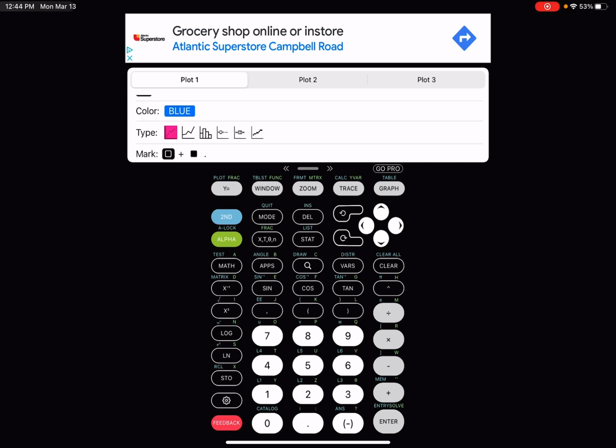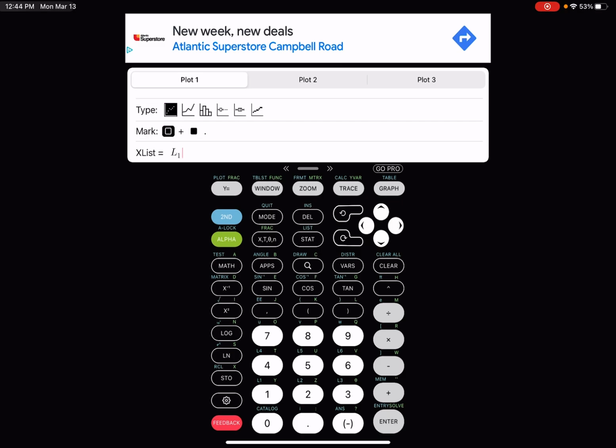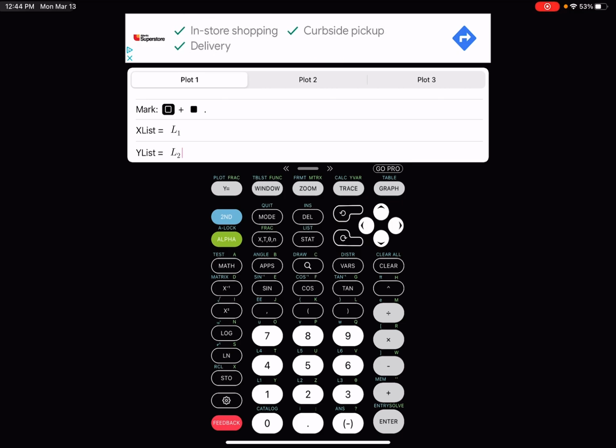We do care about the type of plot. So you can see there are several options here. We've got what looks like a line graph. We've got a histogram. We have a box and whisker plot that we're going to talk about. Or you already have talked about that, actually. But what we're interested in is a scatter plot. And that's our first option. So we're going to highlight that scatter plot. If we keep going down, you can see X list and Y list. We inputted our X values into L1. So our X list is going to be L1 and our Y list is going to be L2.